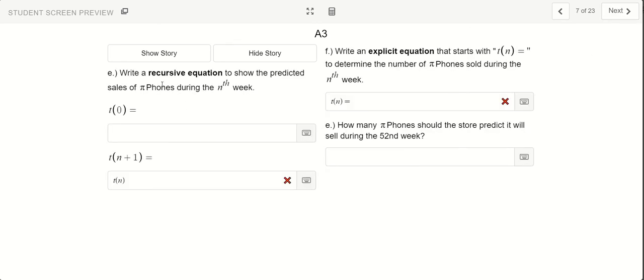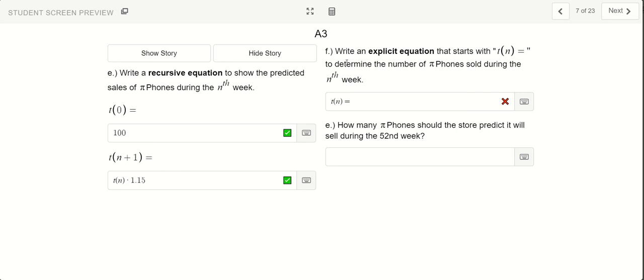All right, to show a recursive equation, a recursive equation needs 2 things. It needs a starting point and it needs a pattern. So for the starting point, I know I sold 100 during the pre-sale. So during pre-sale, during week 0, I sold 100. And the pattern is I'm going to take what I had before and multiply that by 1.15. So again, t sub n is the item right before, right? T sub n plus 1, that's the next term. This is saying the next term is equal to what happened before times 1.15. An explicit equation is a direct equation.